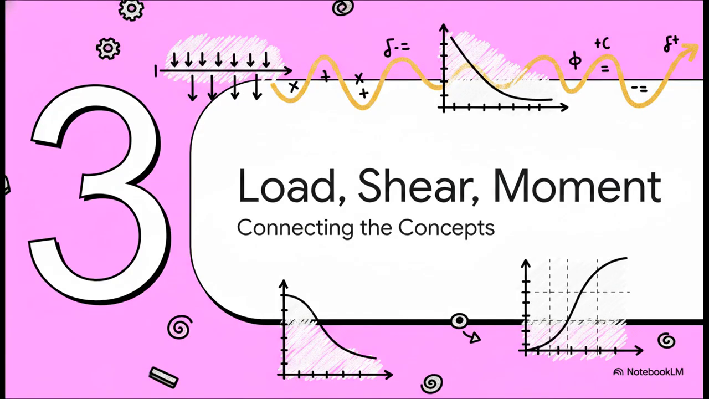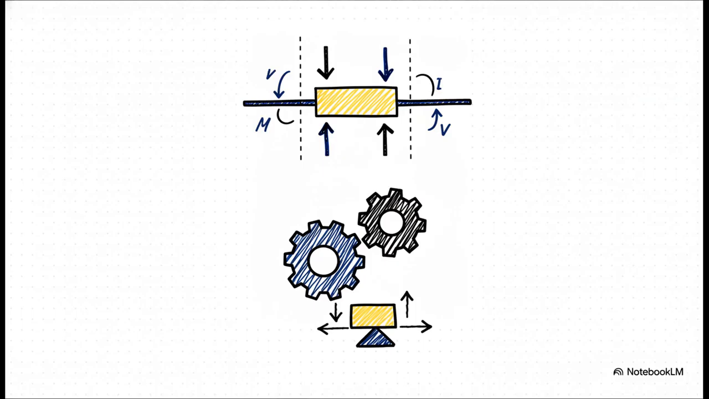Section 3, Connecting Load, Shear, and Moment. We are answering one of the most popular questions engineering students ask online. How do these diagrams actually relate to one another? Because they aren't isolated at all. They are intimately linked by a golden thread of calculus. To find this link, engineers pull a really clever trick. We mathematically slice out an infinitesimally small length of the loaded beam, just a microscopic sliver.